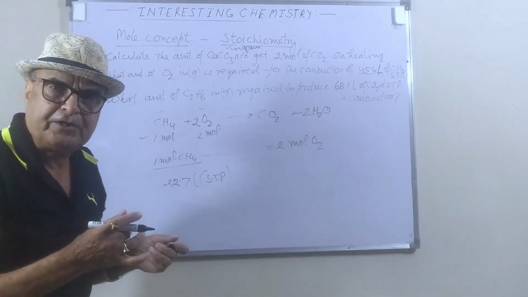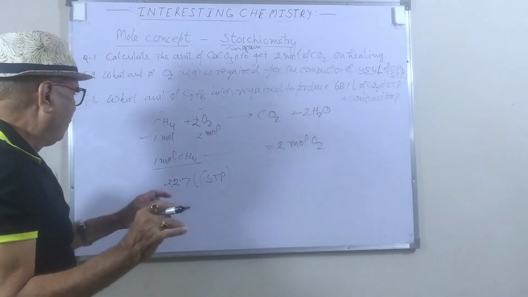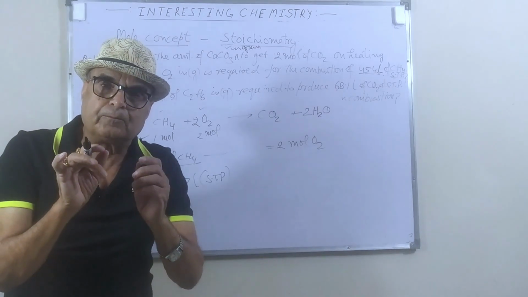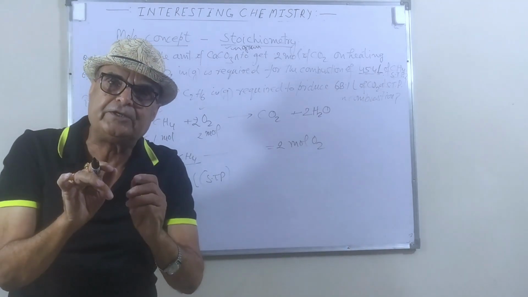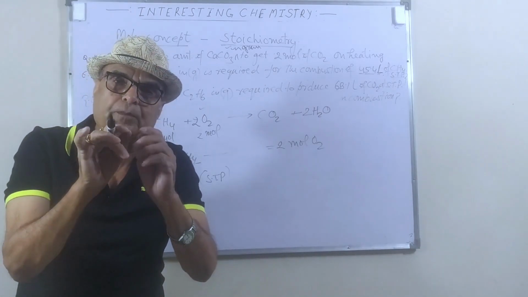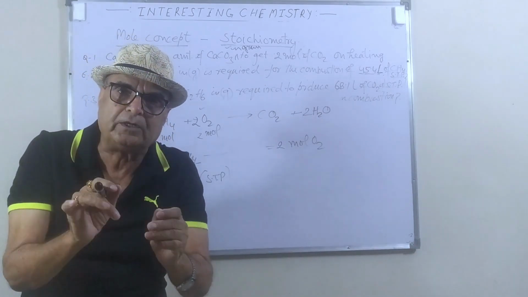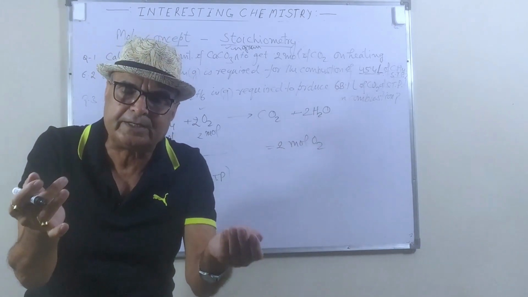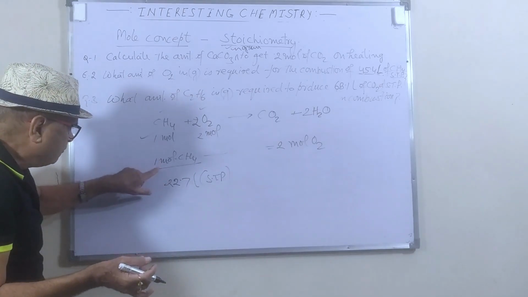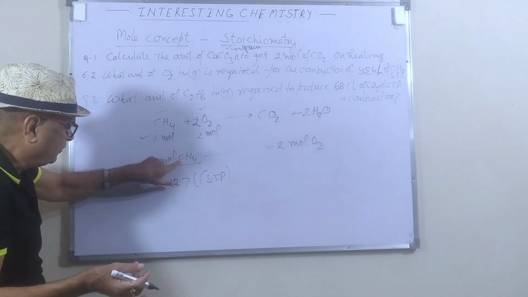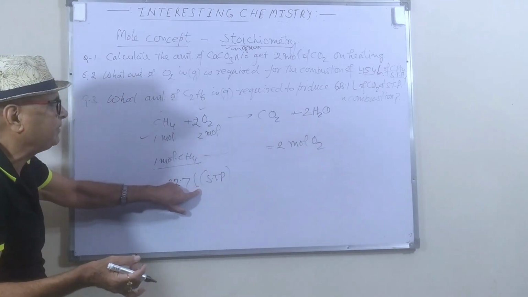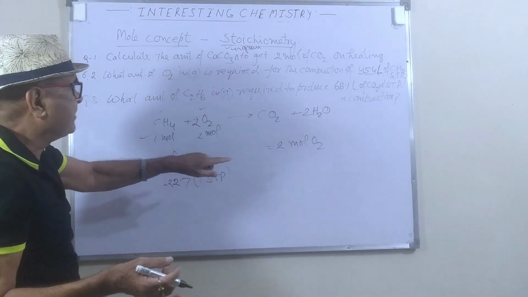I have explained in my previous video that 22.7 liters at STP of any gas is equal to the molar mass of that gas. So the volume of 1 mole of CH4 is equal to 22.7 liters at STP.